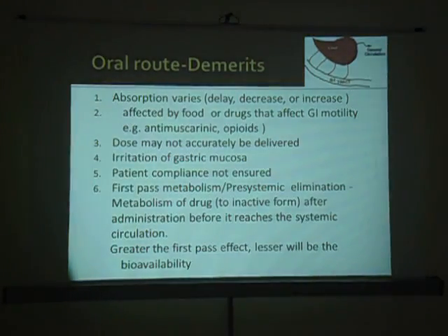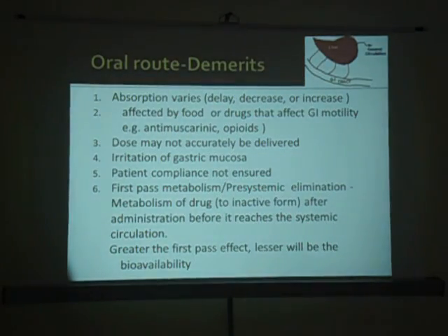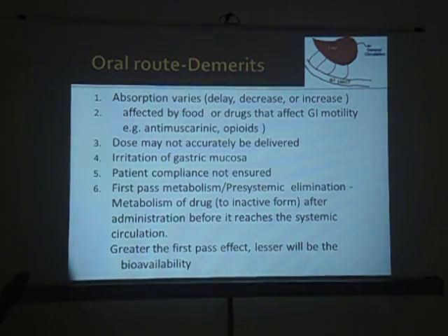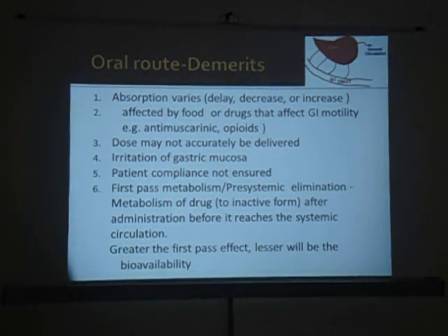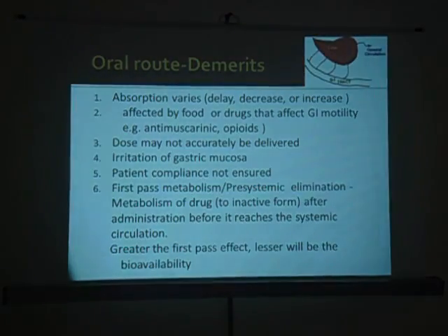They can increase the GI motility. Both taps are open, upwards, downwards. So they present with vomiting and loose stools. And we have certain drugs which can decrease the intestinal motility. These are the opioid group of drugs. Opioids, have you heard of this? Heroin, morphine, abuse drugs. These can cause constipation, and we have used them for our benefit by modifying their action in constipation. So dose may not be accurately delivered because it may be food, it may be first pass metabolism or any other thing. Irritation of the gastric mucosa.